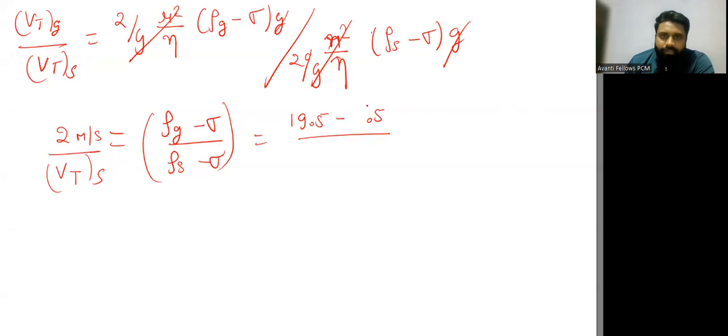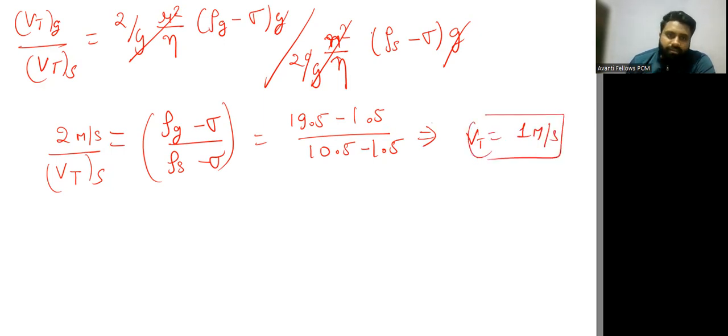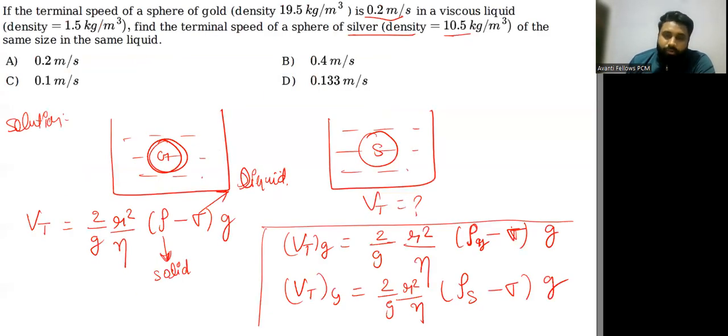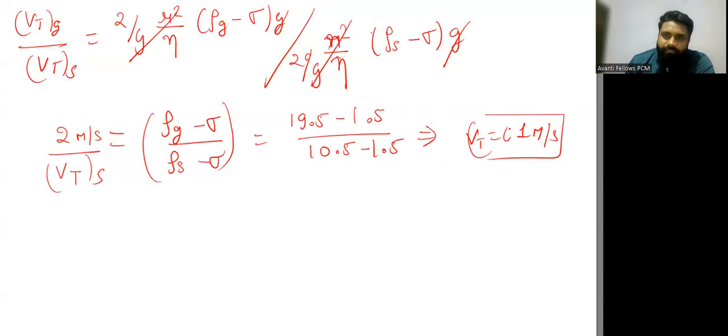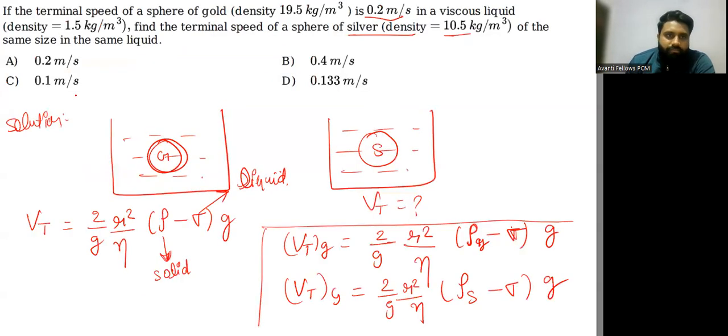It is not 0.5, it is 1.5. Density of silver is 10.5 minus 1.5. So when you calculate this, Vt you will have as 1 meter per second. Okay, sorry, 0.1 meter per second. So option C is the correct option.